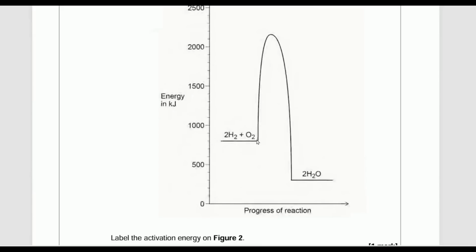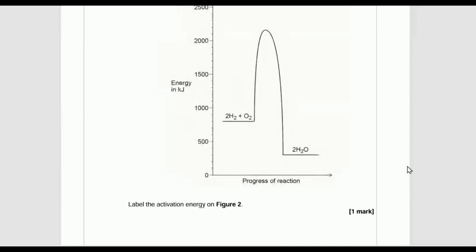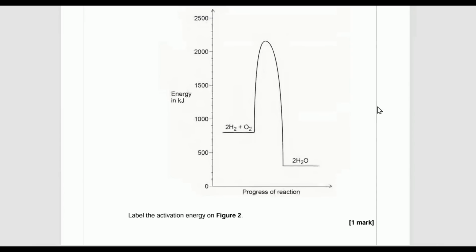We've got hydrogen plus oxygen. We've got a bit of a camel's hump. And then we've got 2H2O going on there. I'm going to minimize this a bit. Label the activation energy for 1 mark on figure 2.